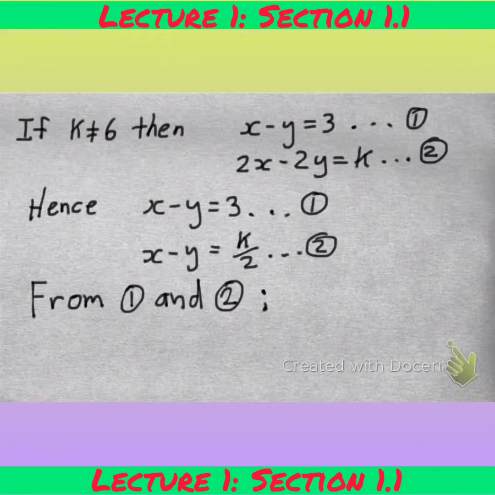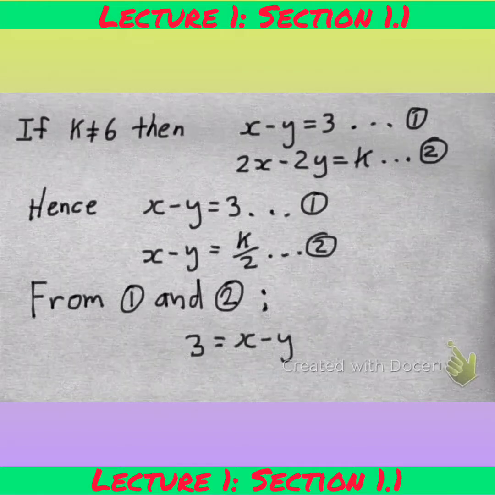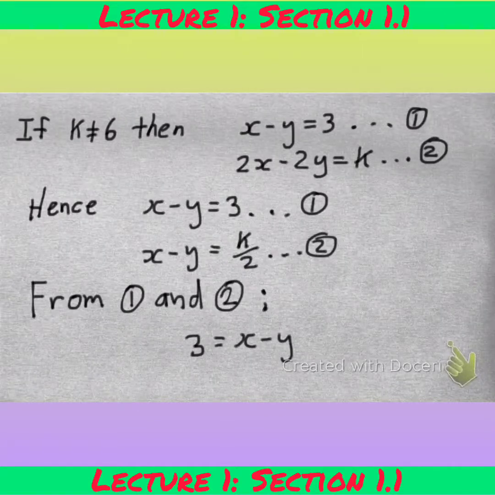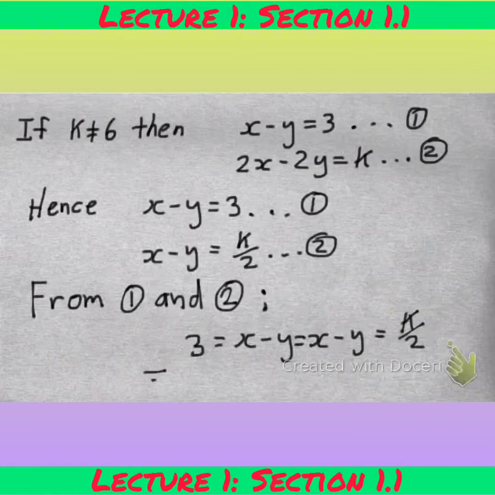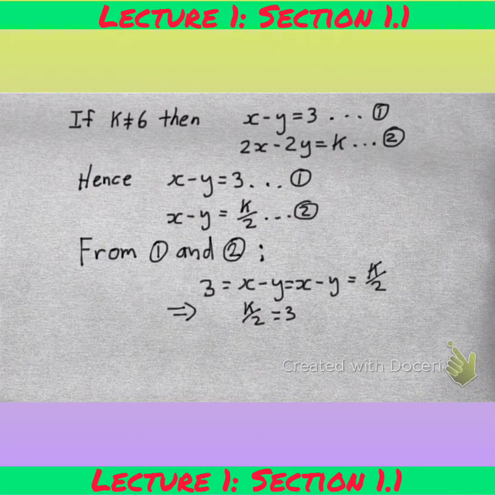And so from this side here, we've got x minus y, which we know is equal to 3. And then from this side here, we've got equality there. And that is all equal to k over 2. And then from there, it implies that k over 2 is equal to 3. Right, so from there, we have that k is equal to 6, which is a contradiction.